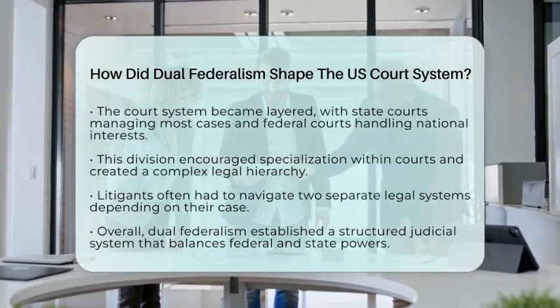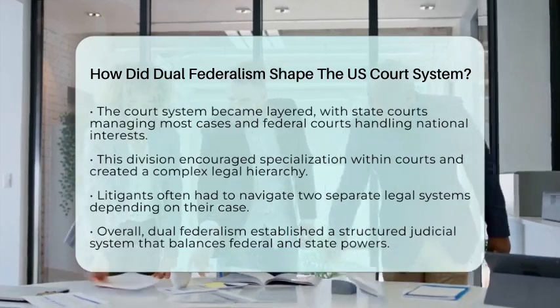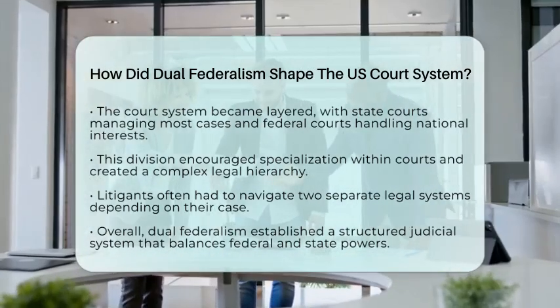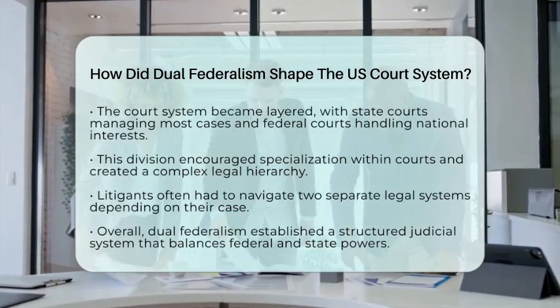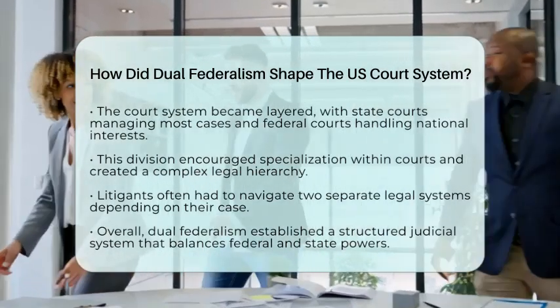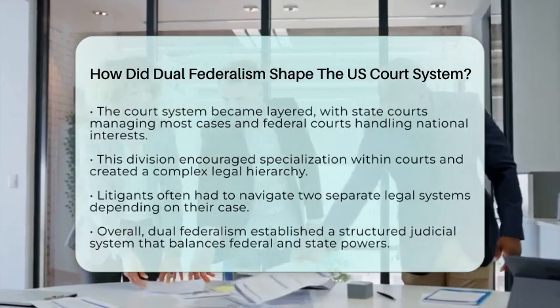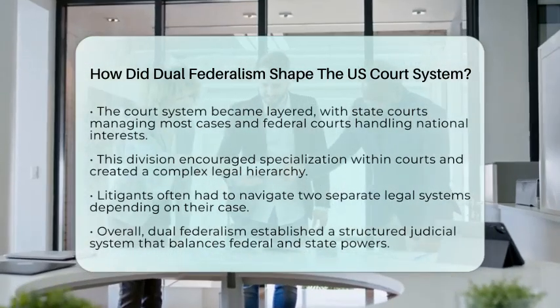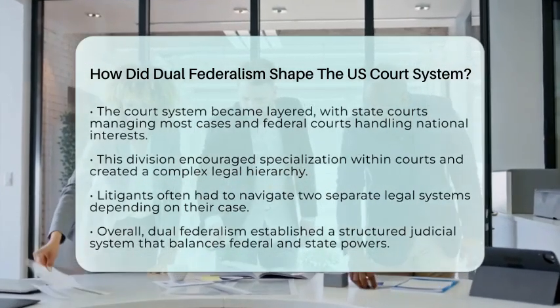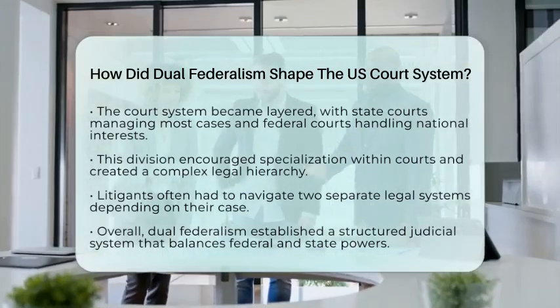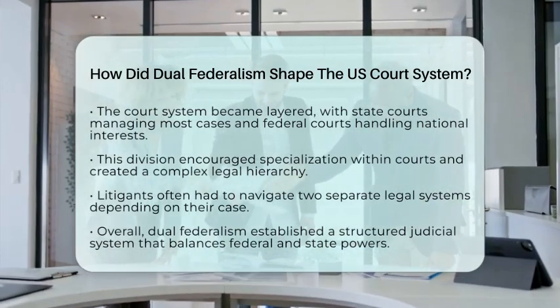In summary, dual federalism shaped the United States court system by establishing a clear division of judicial responsibilities between state and federal courts. It reinforced the concept of limited federal power while preserving state sovereignty, leading to a structured and organized legal framework that continues to influence American jurisprudence today.